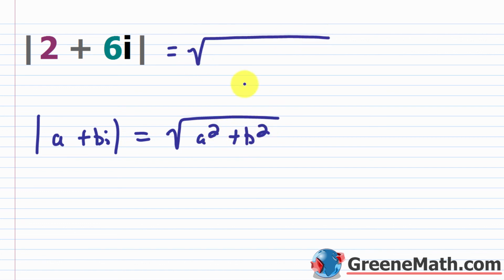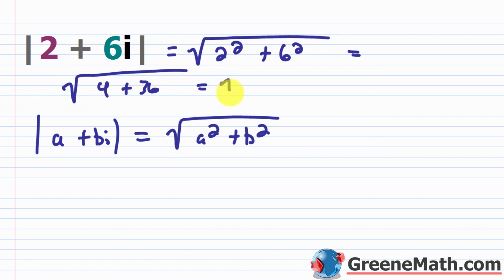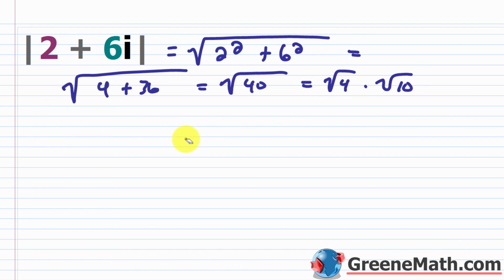So this is the square root of 2 squared, plus this guy would be 6 squared. So this is the square root of 4 plus 36, so it's the square root of 40, okay, which is the square root of 4 times the square root of 10, which in the end is going to be 2 times the square root of 10. So this equals 2 times the square root of 10, okay?